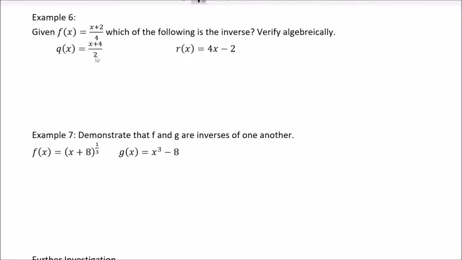So while this one has division by 2, that's probably not right. This one has subtraction by 2, so that seems promising. What about this? This is divide by 4. So our inverse function must have multiplying by 4. Okay, so again, that looks promising.